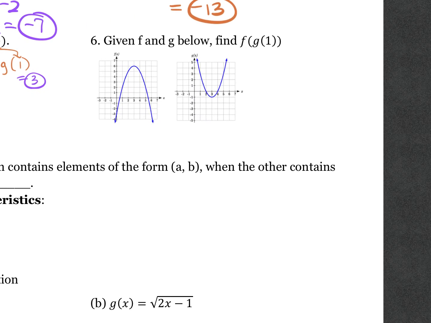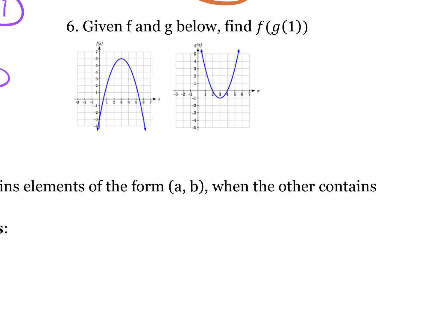Okay, we're going to do the same thing on a graph. So first we're going to find g of 1. So here's our g graph. So I'm looking at where 1 is, and my answer would be 3. So g of 1 equals 3, so I plug that in. And then f of 3 equals 6. So that's your final answer.